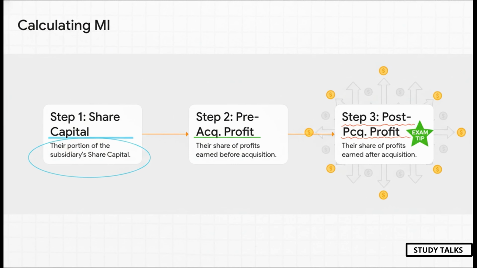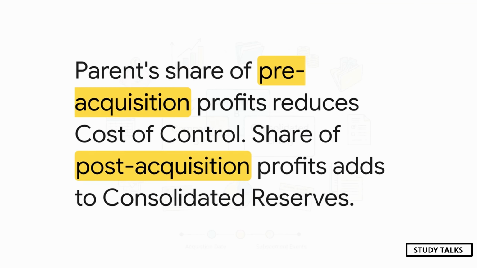And finally, add their share of all the profits earned since the takeover. That's it. Okay, everyone, deep breath. This is it. This is the 16-mark mistake I mentioned right at the start. This is where people lose a ton of marks.